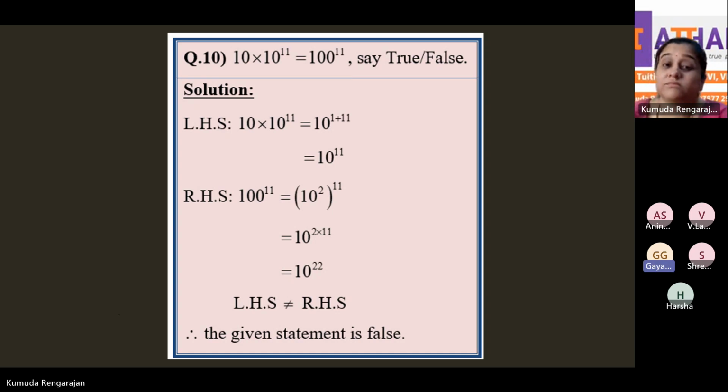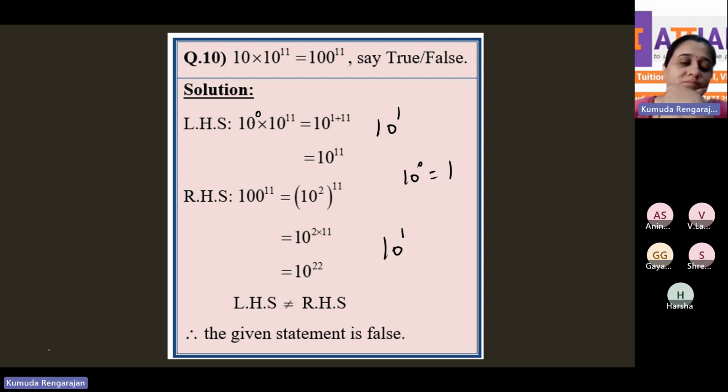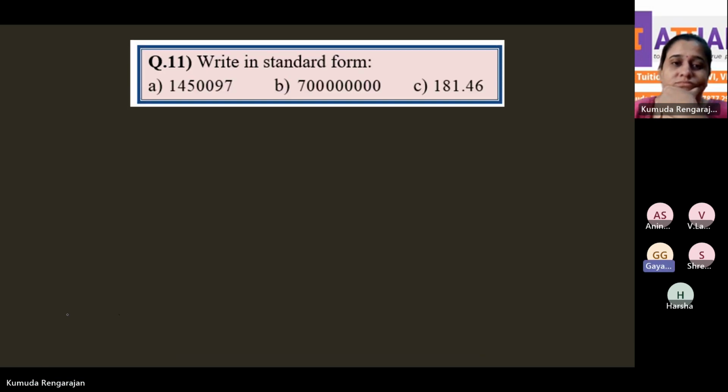Ma'am, but I'm having a doubt, ma'am. Yes. Ma'am, if we put 10 power 0 means that's 1, right, ma'am? So 1 into 10 power. Oh, okay, ma'am. Sorry, ma'am. I thought that's 10 power 11, ma'am. So you're saying this 10 is 10 power 0, is it? Yes, ma'am. 10 is 10 power 1. 10 raised to the power 0 is 1. Simply 10 means 10 to the power 1. Okay, ma'am.